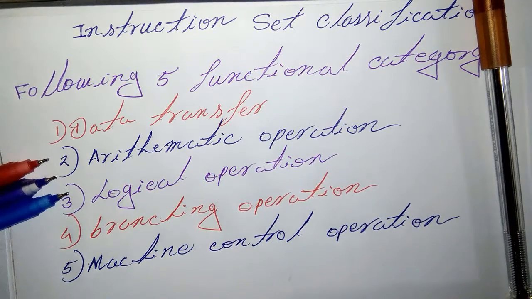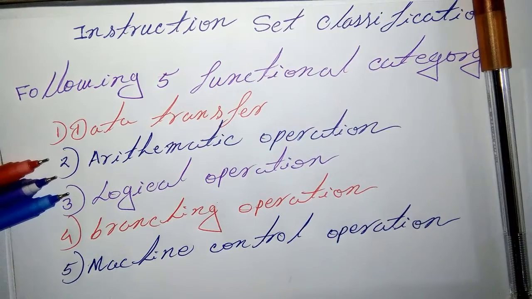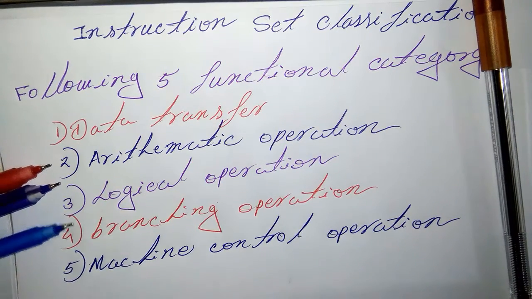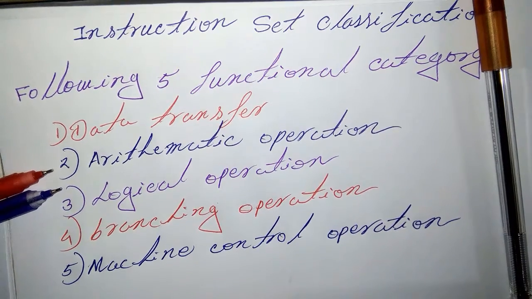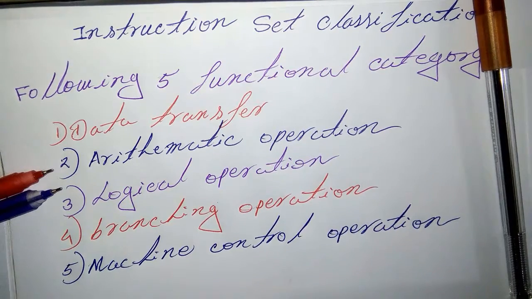In this tutorial I discuss the instruction set classifications in Microprocessor 8085. So what is an instruction? An instruction is a binary pattern designed inside a microprocessor to perform a specific function. That's called an instruction, and the entire group of instructions is called the instruction set.